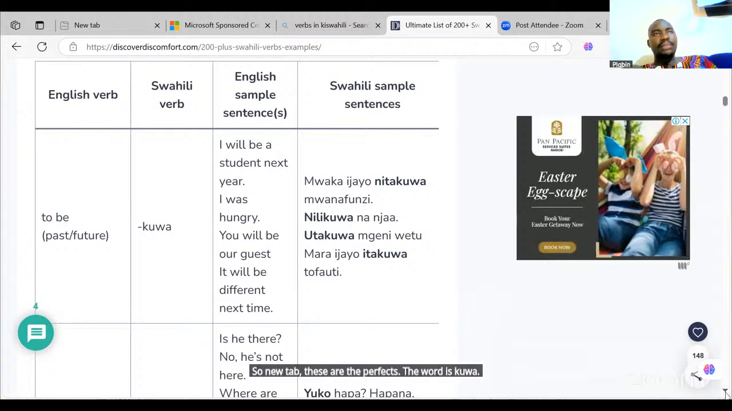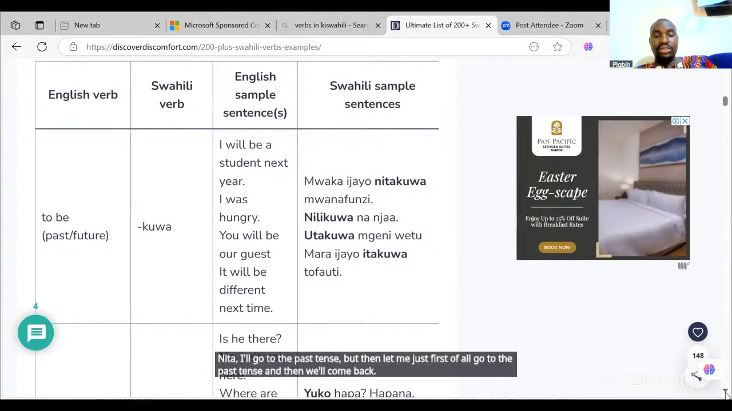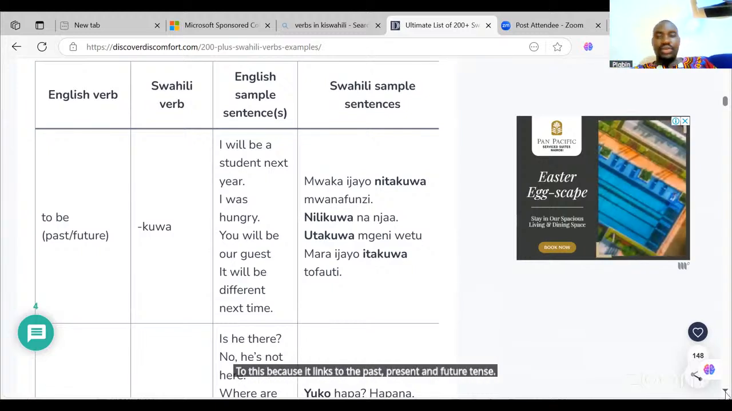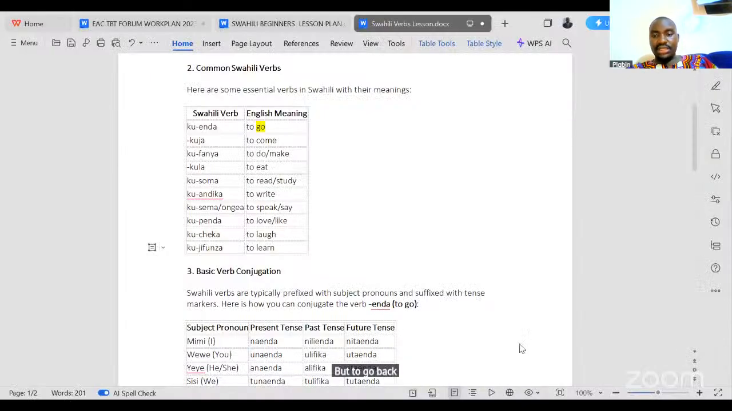Nita, I'll go to the past tense, but let me first of all go to the tenses, then we'll come back to this because it links to the past, present, and future tense. So let's first finish with the tenses, then I'll come back to this so that we do more of this, because they are linked directly to what you are learning now. So let me go to the tenses that are combined with the Swahili word, what we call the conjunction. Let's first finish this, but I'll go back to what I was highlighting for us to learn more of the Swahili verbs.